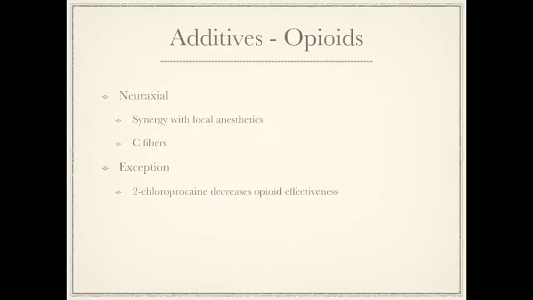So opioids can also be used with your local anesthetic. For neuraxial blocks, there is synergy with your local anesthetics, and it's thought that this is due to opioids inhibiting nociception at the C fibers. One notable exception is 2-chloroprocaine, which when combined with opioids may actually decrease the effectiveness of opioids.